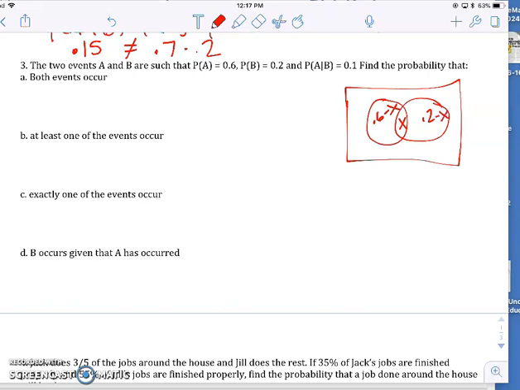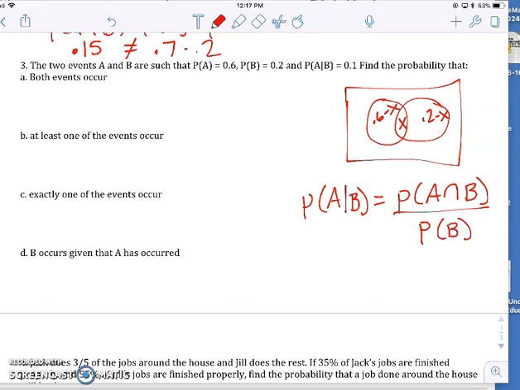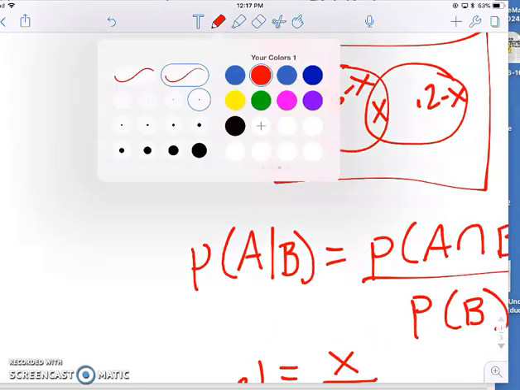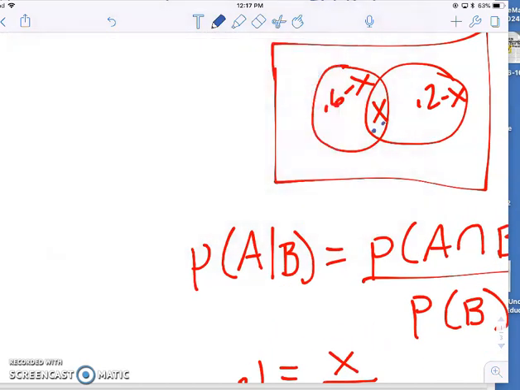So let's use our conditional probability. The probability of A given B equals the probability of A and B divided by the probability of B. So if we fill in some blanks here, we can say 0.1 equals, we don't know that top number, over 0.2. So if we multiply by 0.2, X equals 0.02. So we could go back here, and we know the probability of A and B is 0.02.